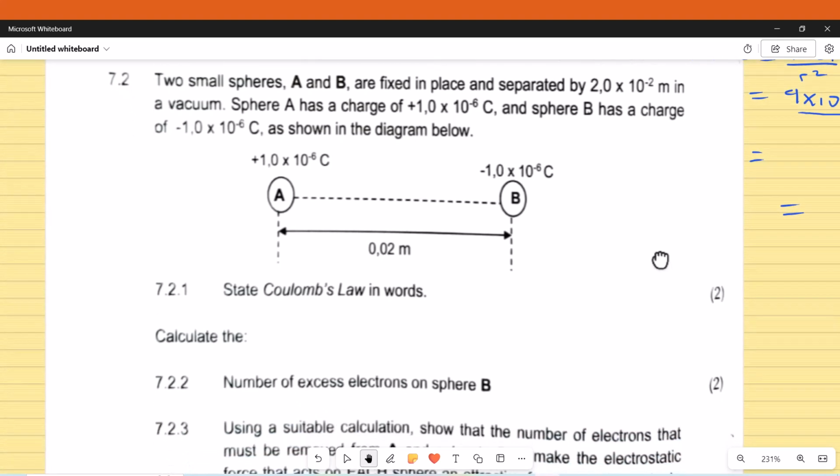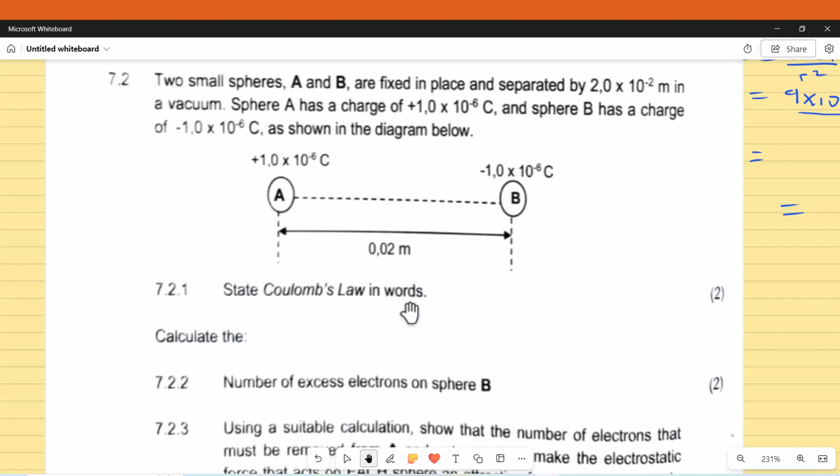7.2. They said that the two small spheres A and B are fixed in place and separated by 2.0 × 10^-2 meters in a vacuum. Sphere A has a charge of positive 1 × 10^-6 coulombs, and sphere B has a charge of negative 1 × 10^-6 coulombs, as shown in the diagram below. So this is sphere A, this is sphere B. They are 0.02 meters apart, let's say.